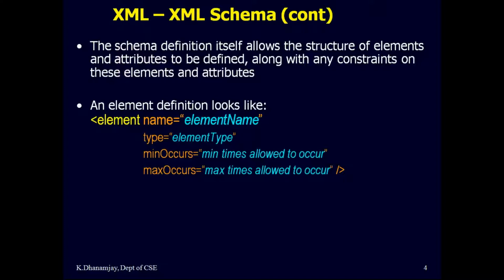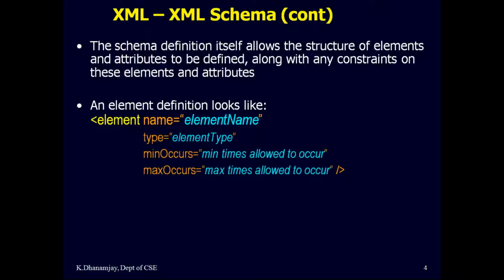Then we have to give a minimum occurrence and a maximum occurrence, that is, the minimum times allowed to occur and the maximum times allowed to occur. We will discuss min occurs and max occurs in detail. Each element definition within a schema like an XSD must have a name property, which is the tag name that will appear in the XML document, and the type property provides a description of what type of data can be contained within an element.